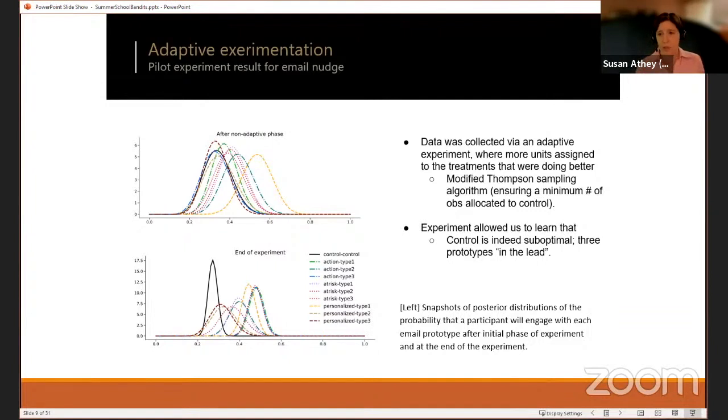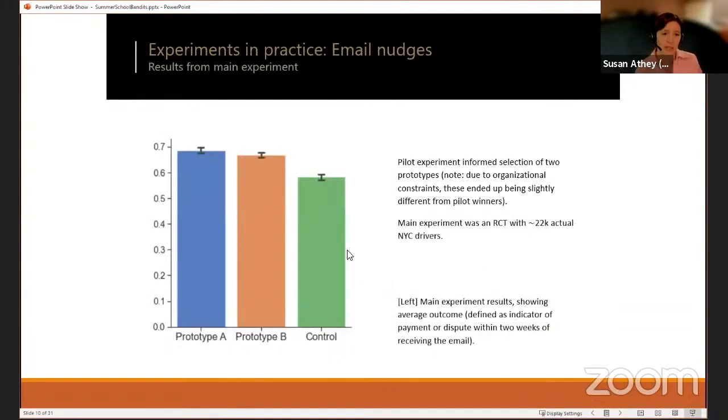After the experiment, we picked two treatments and ran them against the control in a larger, purely randomized experiment. For a variety of reasons, we couldn't do exactly what we did in the pilot phase, and that was disappointing because it would have been a kind of test of all of this. But we did see in the end that in the final purely randomized RCT with 22,000 actual New York City drivers, the prototypes were both better than the control. So we called that a success of the adaptive experiment.